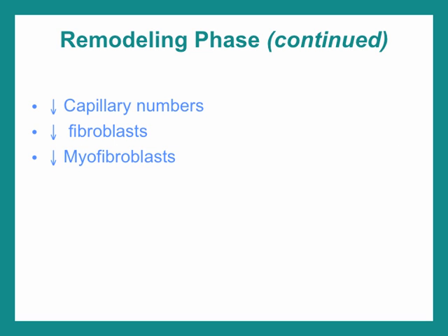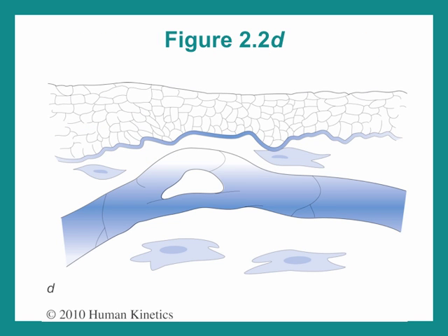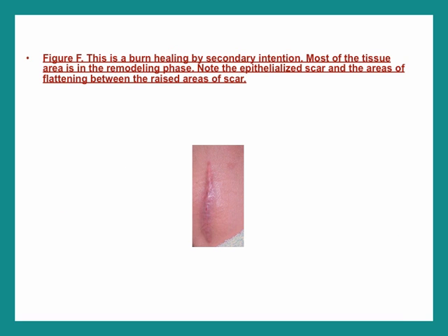In this phase, we'll also see a decrease in capillary numbers. Again, we have a better blood supply. These capillaries aren't needed. Decrease in fibroblasts and myofibroblasts. That activity has already taken place in phase 2. So here's our injured site. We have fewer growth factors in this site. We have a retraction of the capillaries as they aren't needed as much. Here's a visual of this. It's a burn, and we have some little scar tissue here in that raised area, and some contraction of the skin kind of around it.